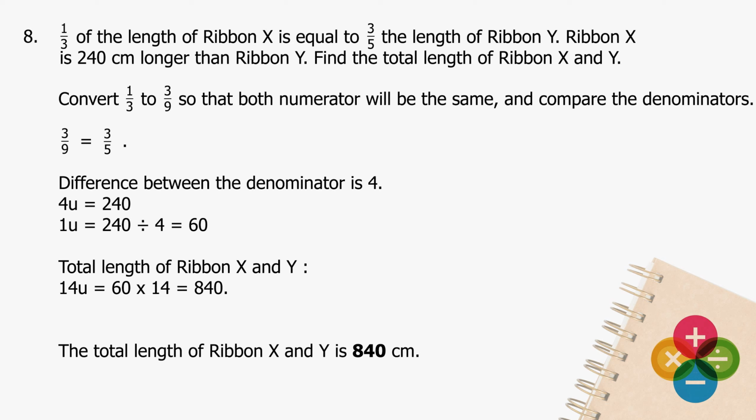The total length of ribbon X and Y will be 14 units. 14 units is equal to, multiply 60 by 14, and the product is 840. The total length of ribbon X and Y is 840 cm.